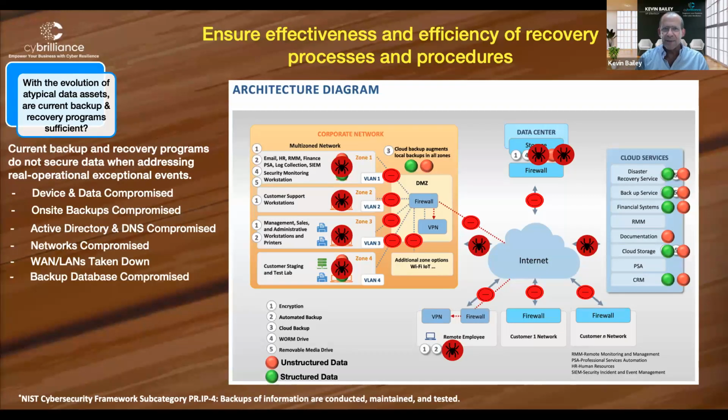Your backup database is compromised. That is a key thing for all systems. So tell me, if your backup database is compromised and you're relying on your backup database to tell you what files to recover, you now have nothing.